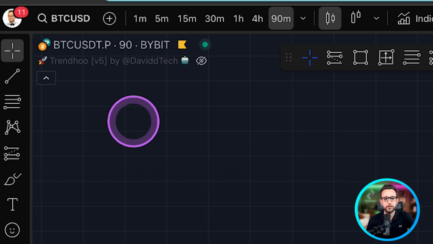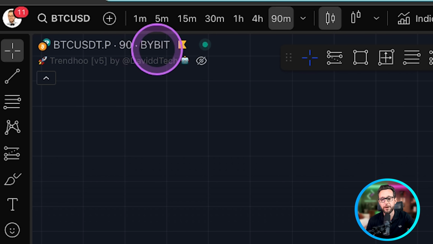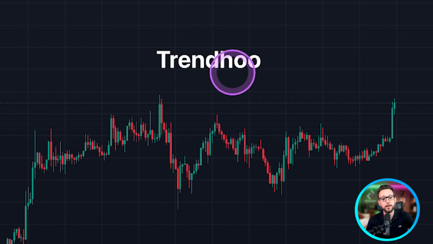Right, here we are on TradingView. I'm on BTC USDT using a Bybit chart. And today we're going to be looking at the Trendhoo trading strategy.